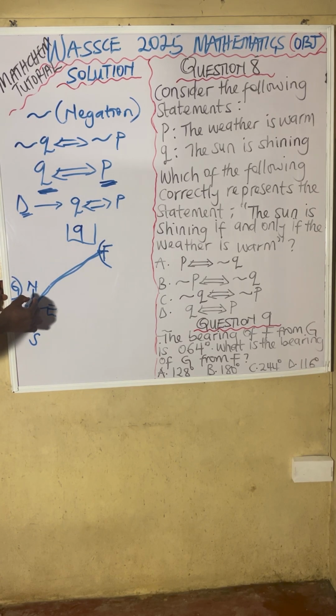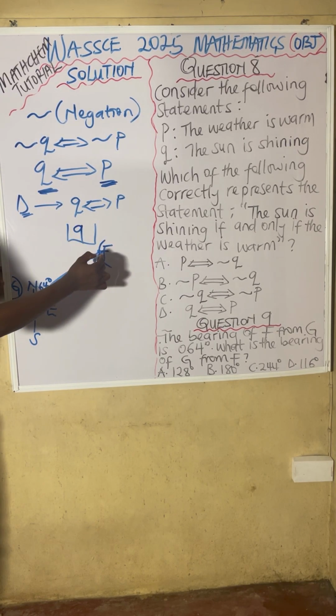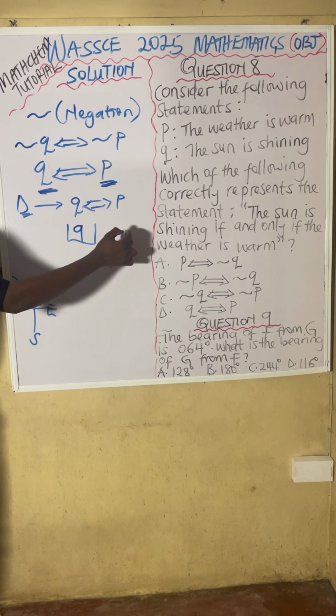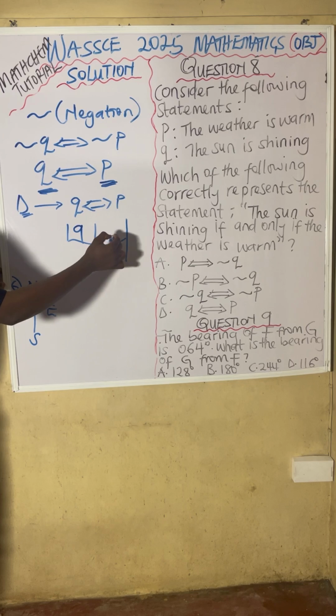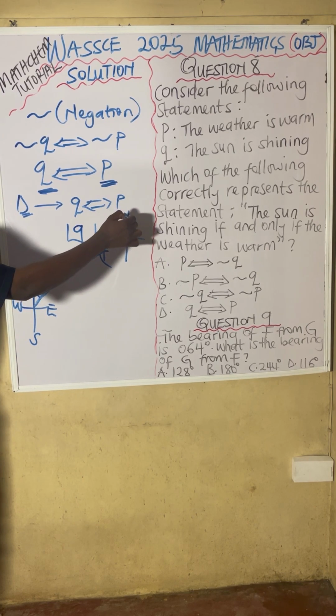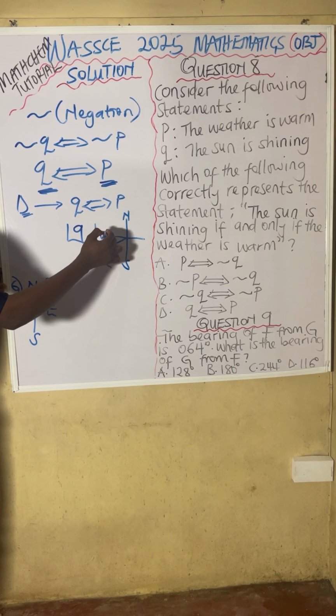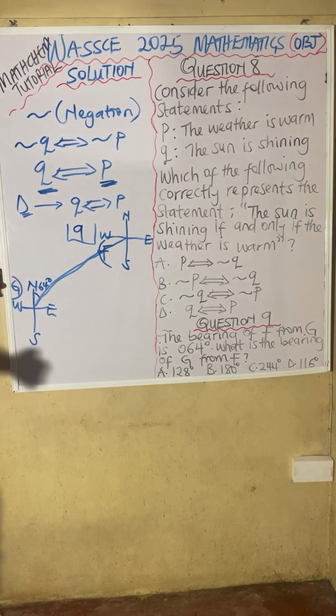So my angle will be here, and the angle here is going to be 064. That is 64 degree, and you can see that clearly. They now said, what is the bearing of G from F? Remember that if I should, let me extend this. If I should try to put this here, that will be north, south, west, east.